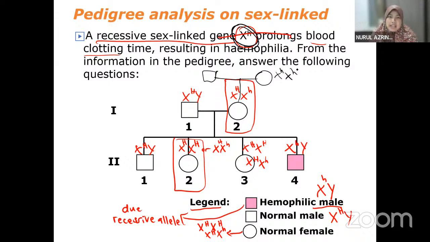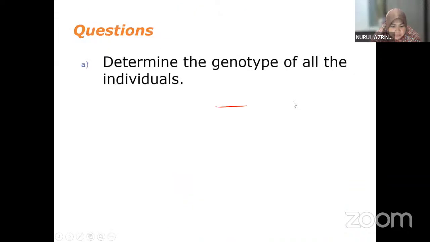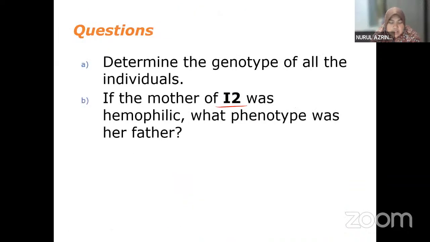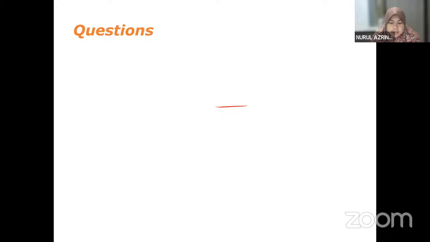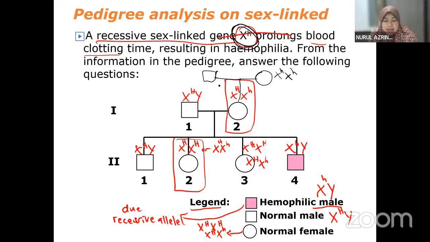Okay. So if the mother of 1-2 is hemophilic, soalan minta apa tadi ya? What phenotype was her father? Apakah phenotype bapa dia, bapak kepada 1-2? Okay, in order for you to know the phenotype of the father, you kena tahu what is the genotype of the father. Apa genotype bapak dia? X capital H, Y.